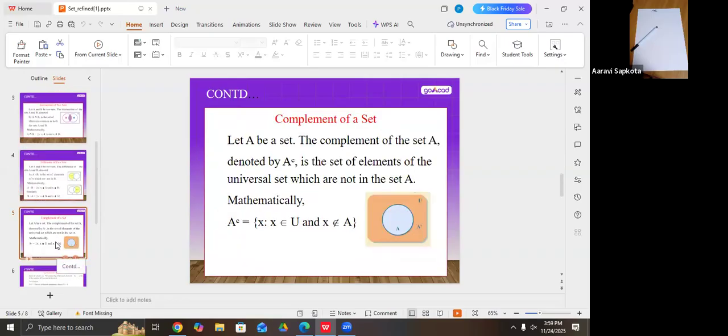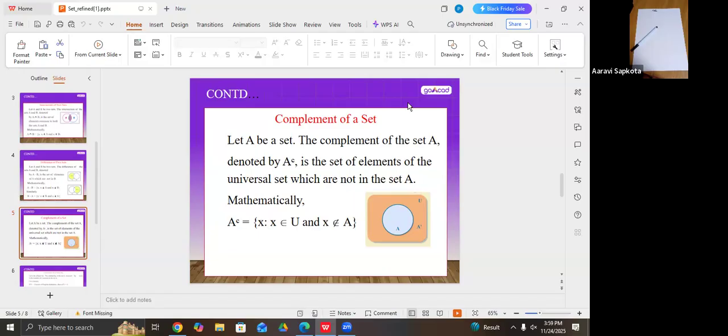And the final and the fourth operation is complement. Do you know universal set? Universal set is the set of totality of elements in a discussion. It depends upon the context. And we are provided with the universal set. And all sets are the subsets of the universal set.